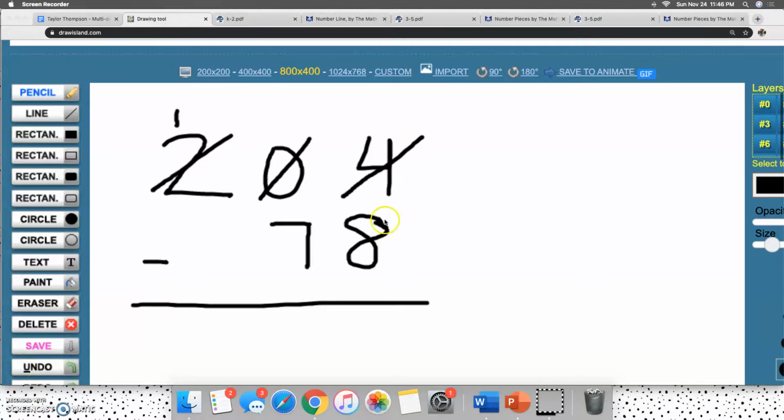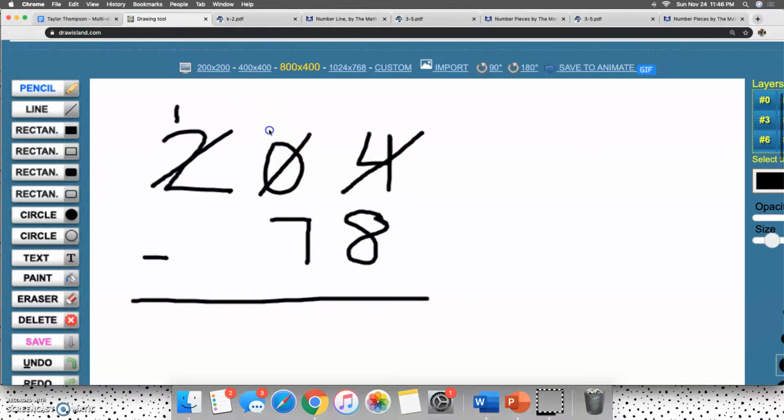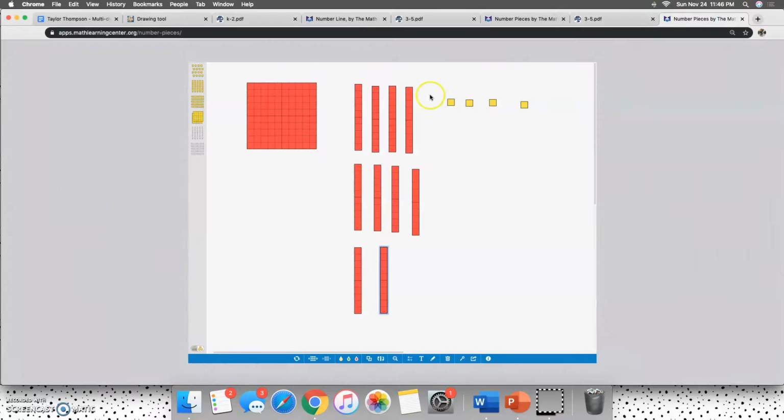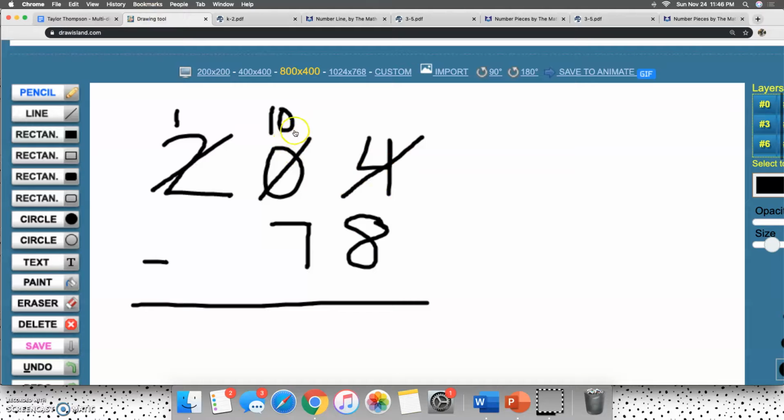Now, looking back at our standard algorithm, we still do not have enough 1s to take 8 from 4, so we're going to have to regroup again. Now, since we regrouped, we said that this was 10 groups of 10, and we have this as our tens rod. So that's why I put a 10 there instead of the 0.